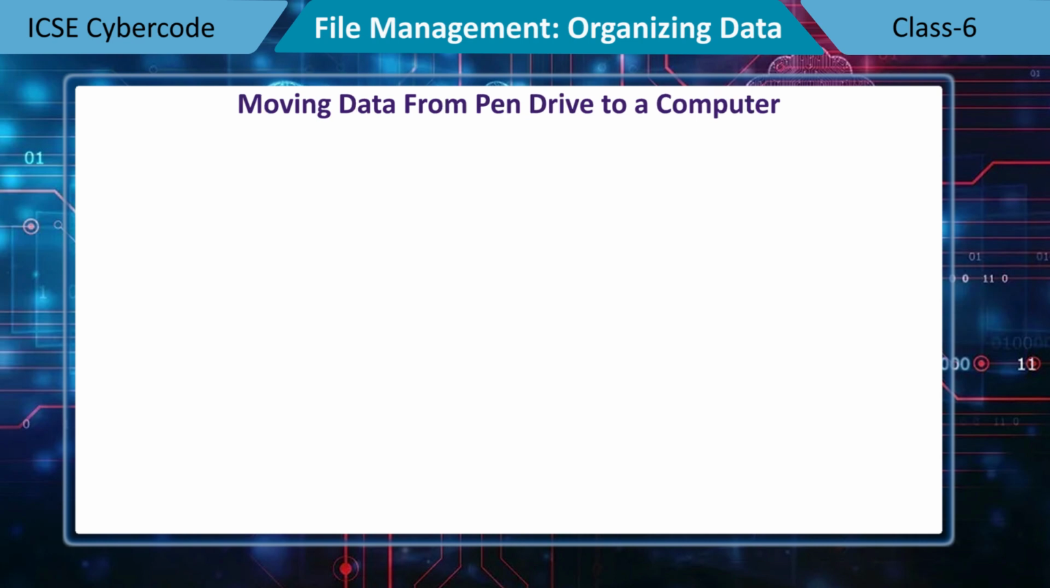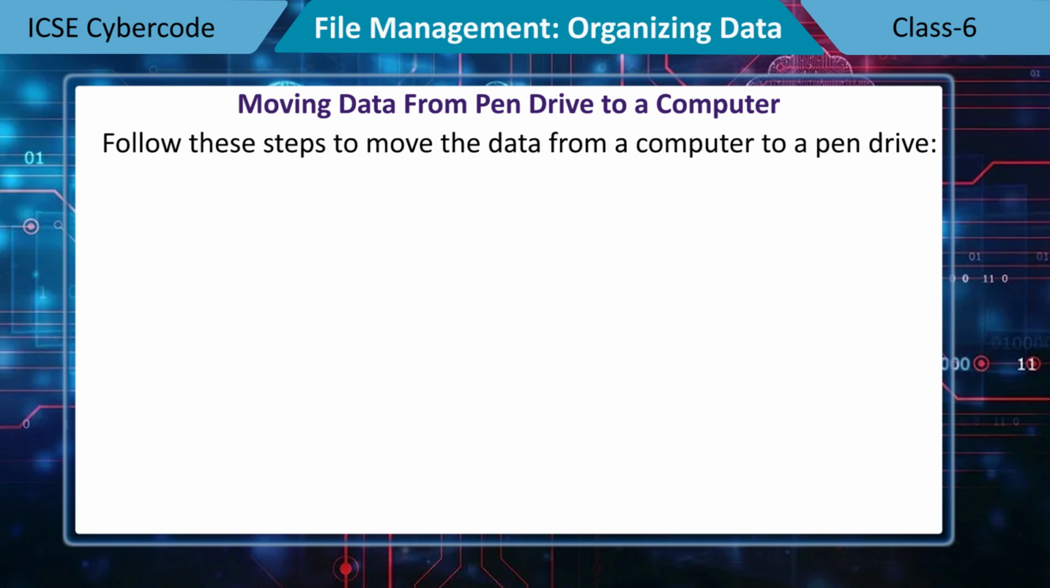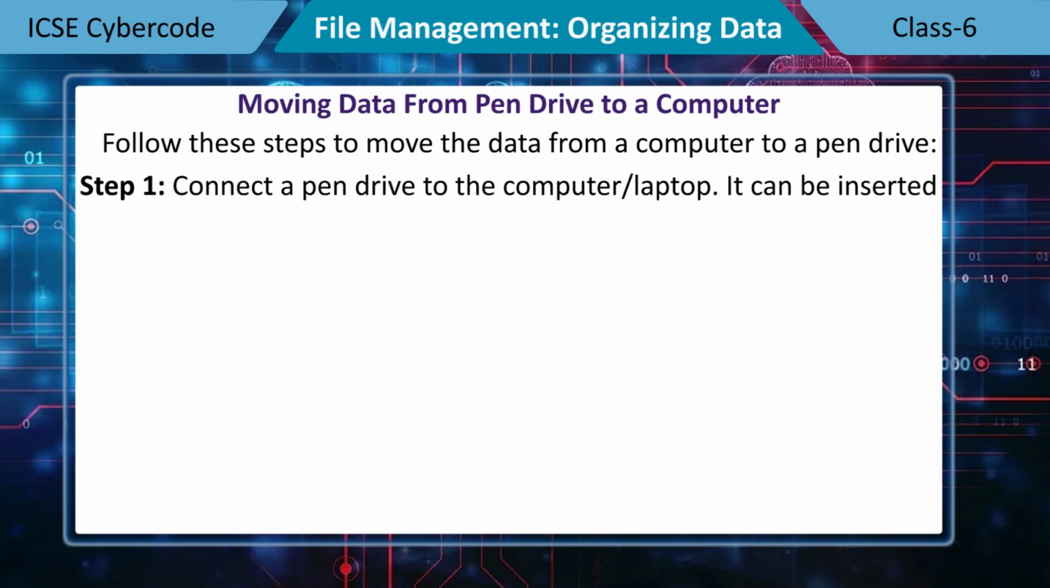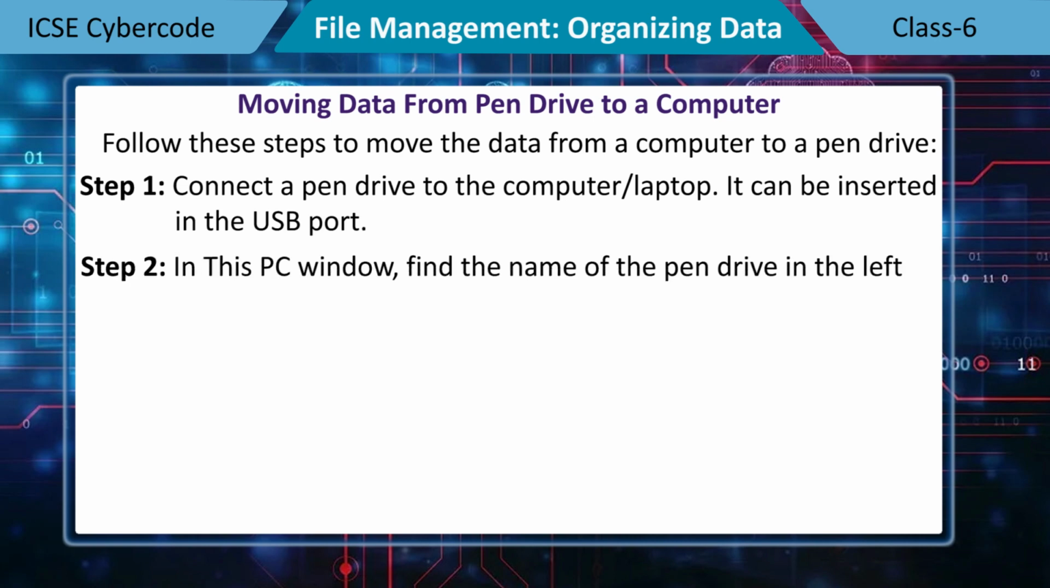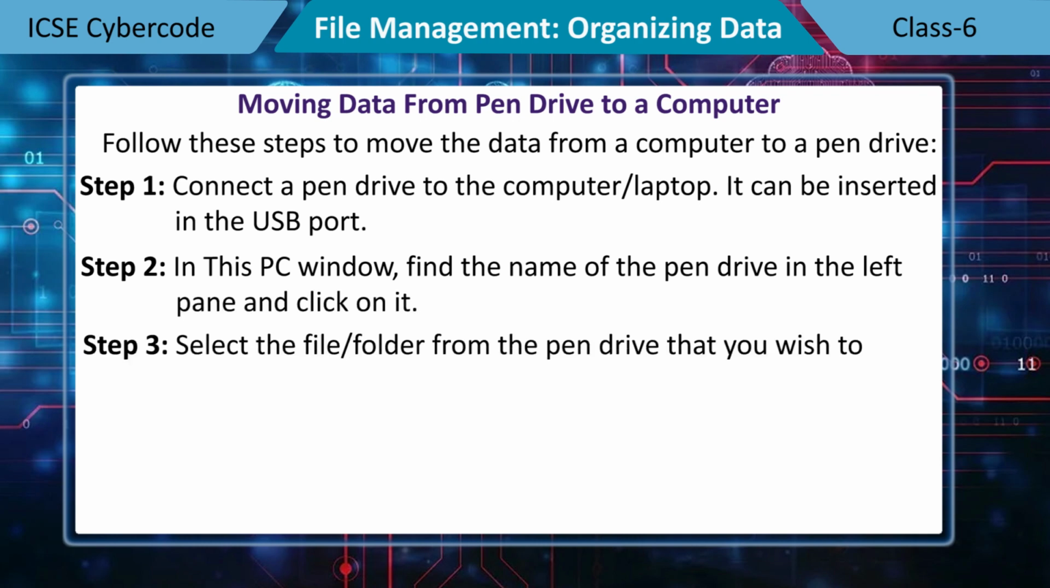Moving data from pen drive to a computer. Follow these steps to move the data from a pen drive to a computer. Step 1. Connect a pen drive to the computer or laptop. It can be inserted in the USB port. Step 2. In the This PC window, find the name of the pen drive in the left pane and click on it. Step 3. Select the file or folder from the pen drive that you wish to move.